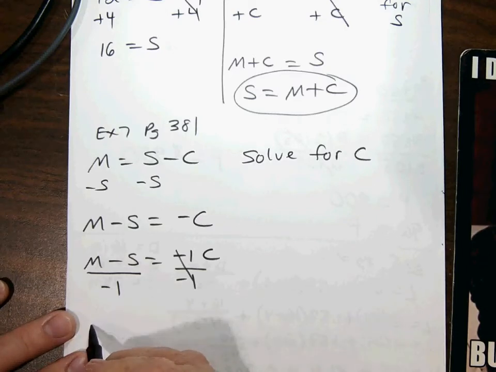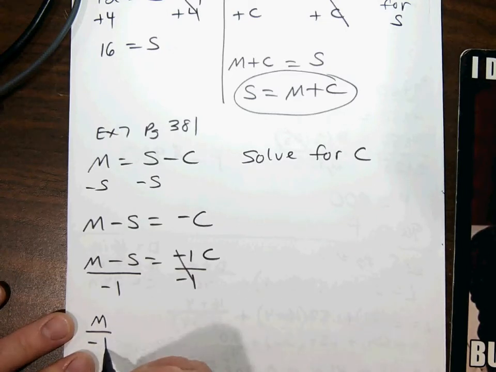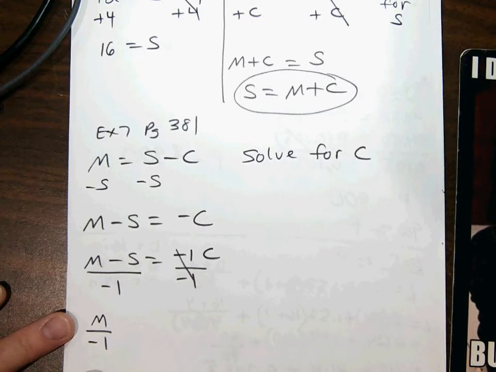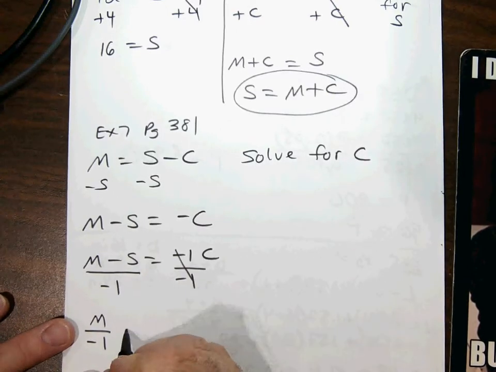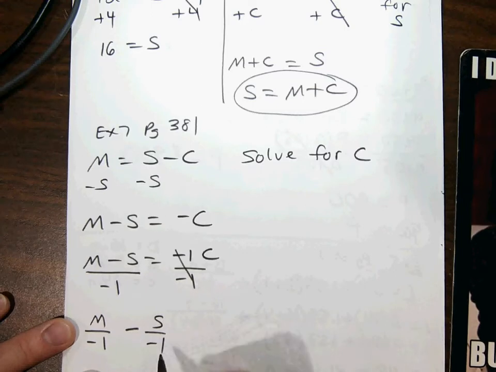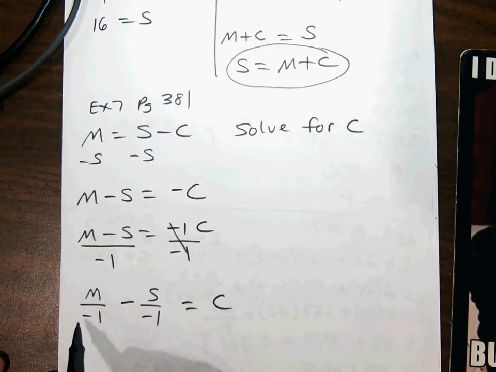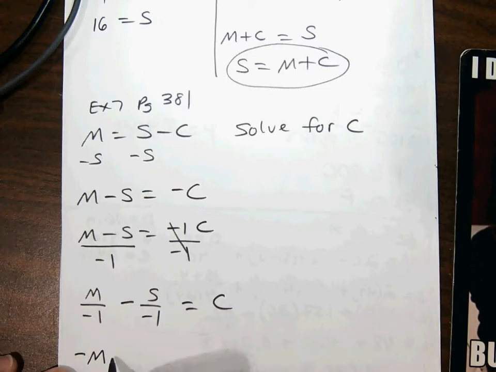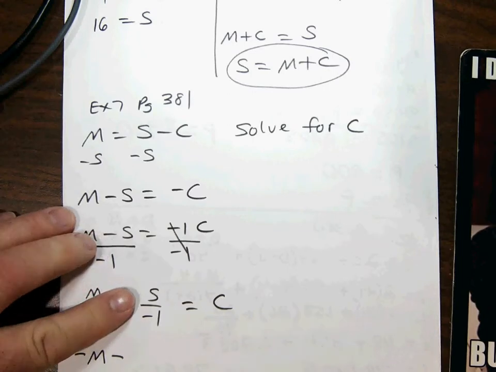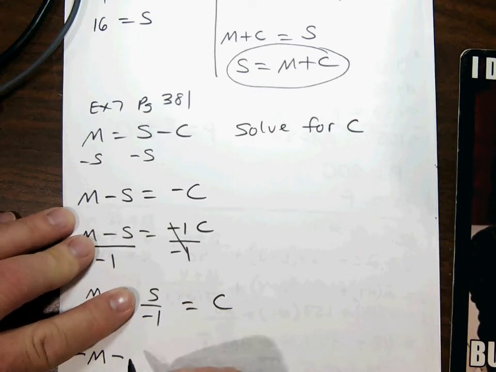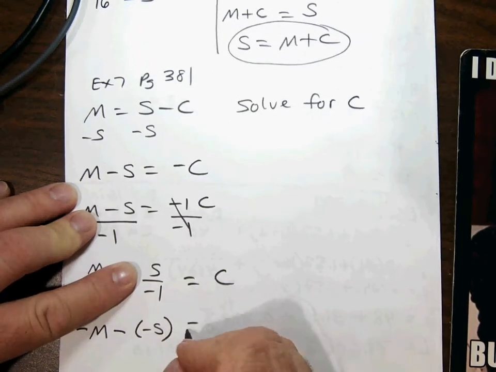Well, I can think of it like this if it helps me. I've got M divided by negative 1 minus S divided by negative 1 equals C. Okay, we just have to be careful here. M divided by negative 1 just makes it a negative M. Now we just watch out. If I want to call that a subtraction sign and bring it down here, well, now it's gone. So now S divided by negative 1 makes that a negative S, right? Equals C. See that?